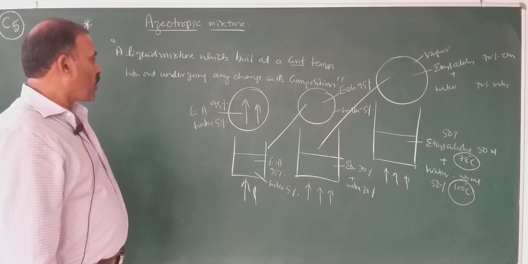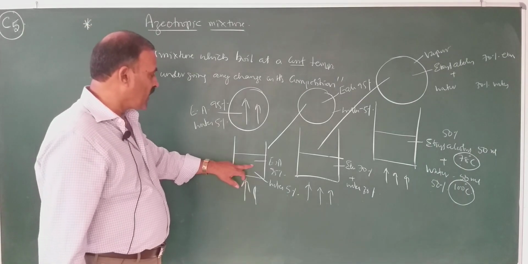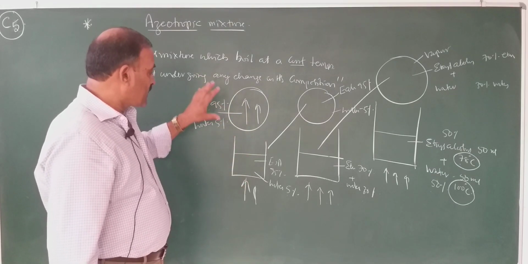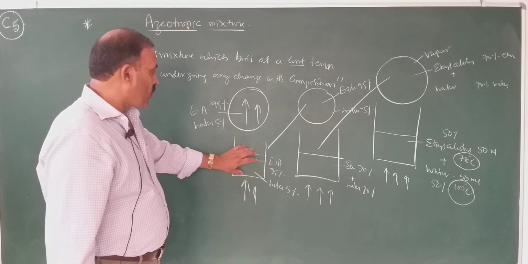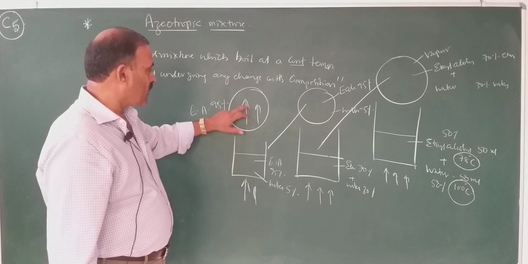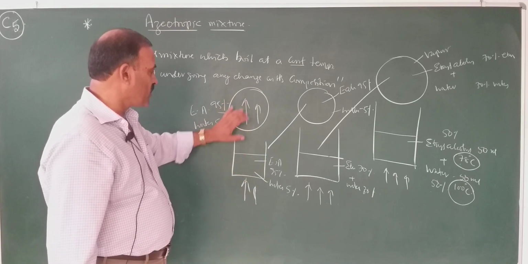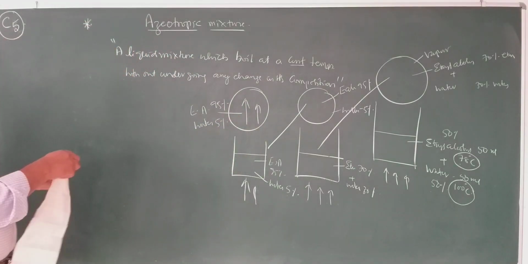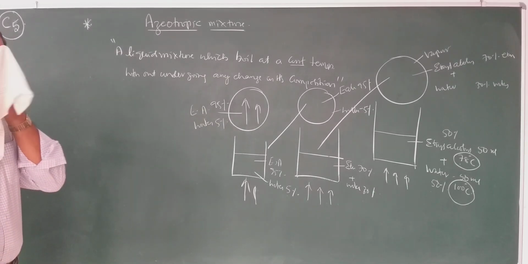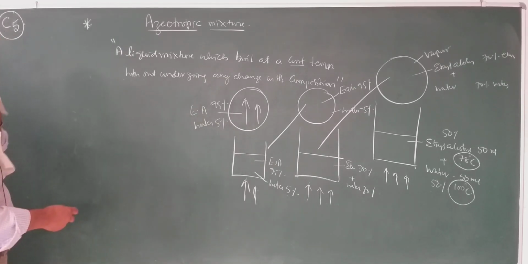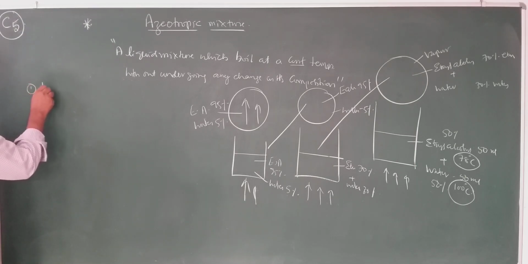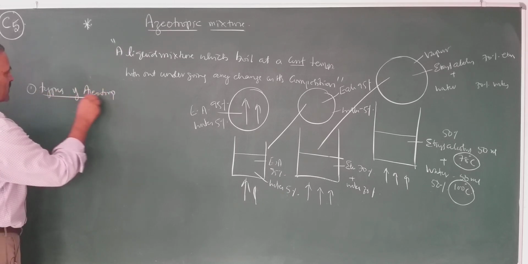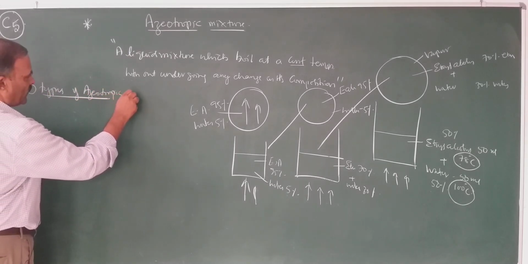That means the composition of ethyl alcohol both in liquid phase as well as in vapor phase remains constant. Such a liquid mixture which boils at a constant temperature without undergoing any change in its composition is known as azeotropic mixture. Understand? There are two types of azeotropic mixture.